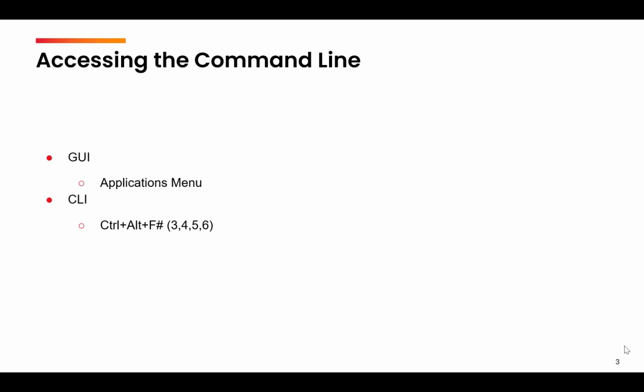The second interface is the command line interface. So we can shift to the purely command line interface by making use of Control, Alt and one of the function keys starting from F3, F4, F5 till F6. So these four keys will allow you to access a different terminal.